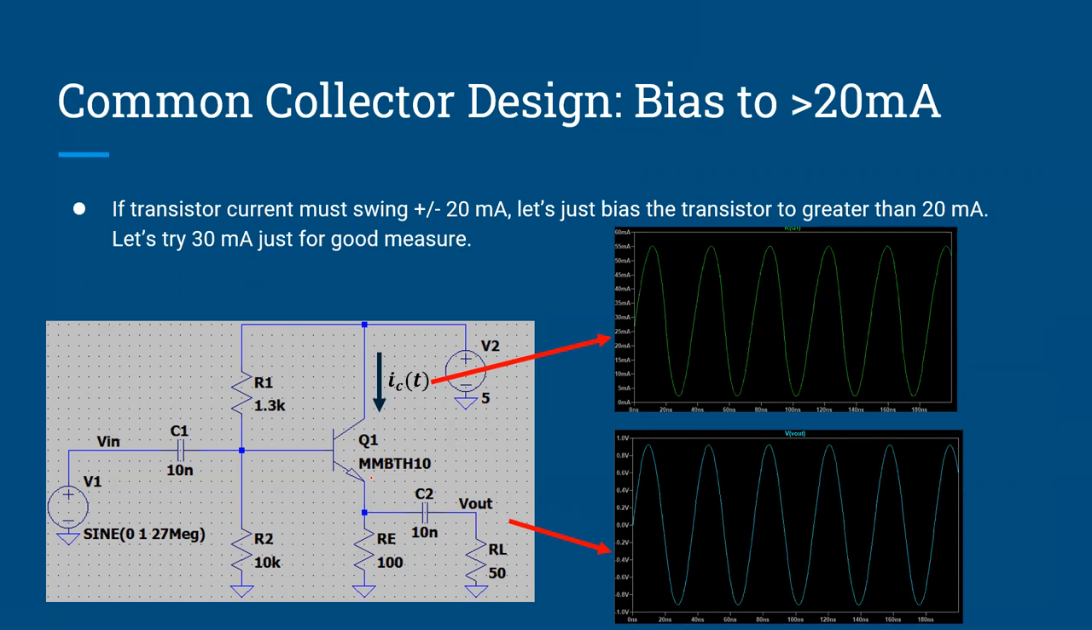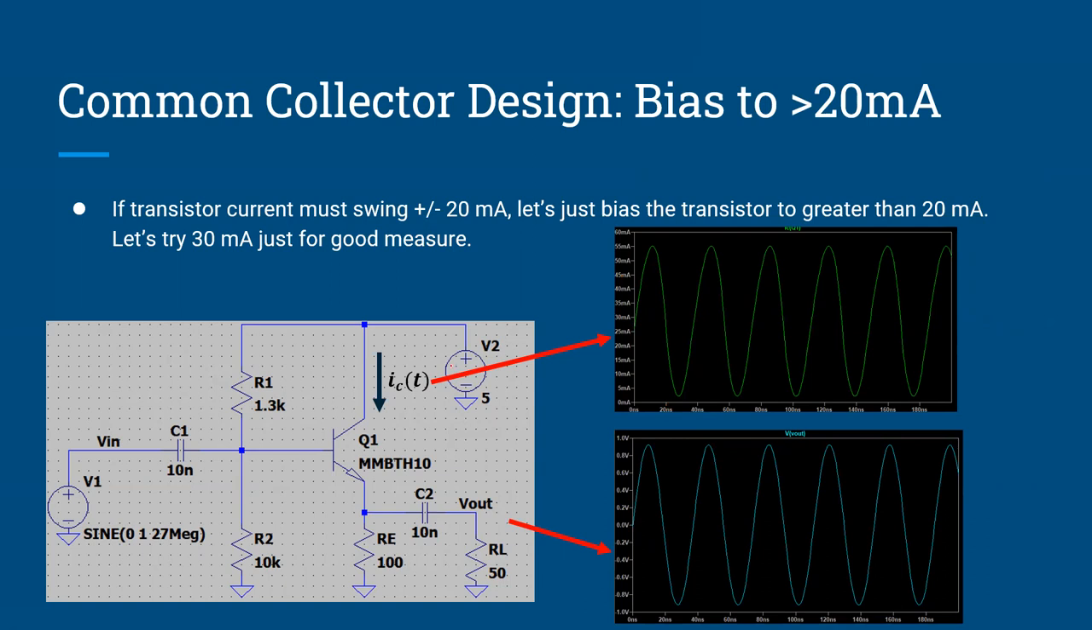And that's what I did here in this simulation. Bias it to 30 milliamps, and sure enough, we get a nice sinusoidal looking thing, and there's no clipping. It's not horribly distorted or anything. If you look at the current, it starts from roughly a DC level of 30 milliamps, and it goes roughly plus or minus 20 milliamps from there. Not quite due to some nonlinearities, but it's close enough.